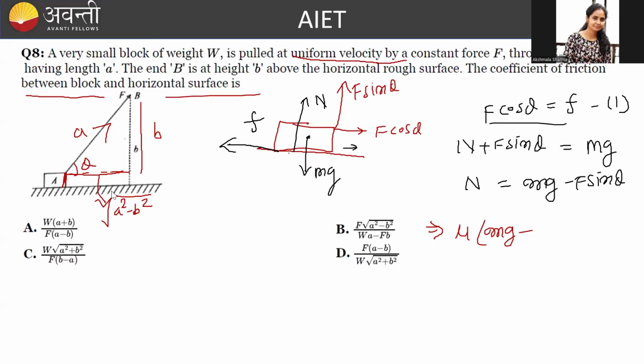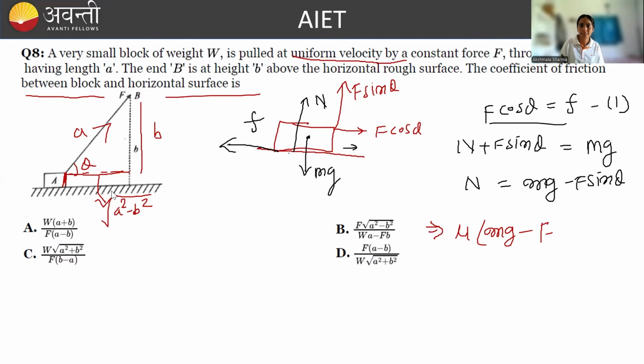So here you can write this thing. It will become how much? mg minus F sin theta. Sin theta's value you can put from here. Sin theta will become B by A. Done. And this friction force will be equal to F cos theta, and F cos theta will become equal to root of A square minus B square divided by A. Okay, now you can solve it and calculate mu.